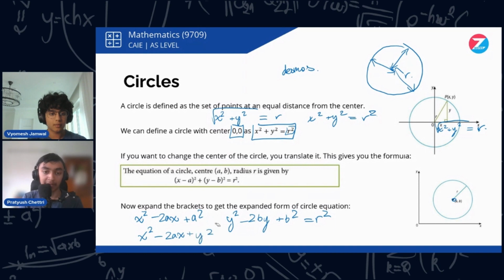Oh no, why did I put an equal sign there? It's a plus. Minus 2by. I'm going to put the a squared here, the b squared here, and the minus r squared here equals 0. See, this all is a constant term.